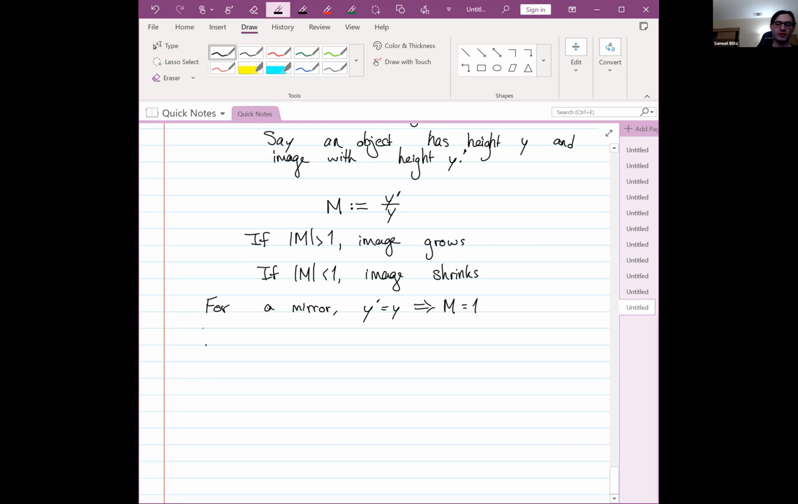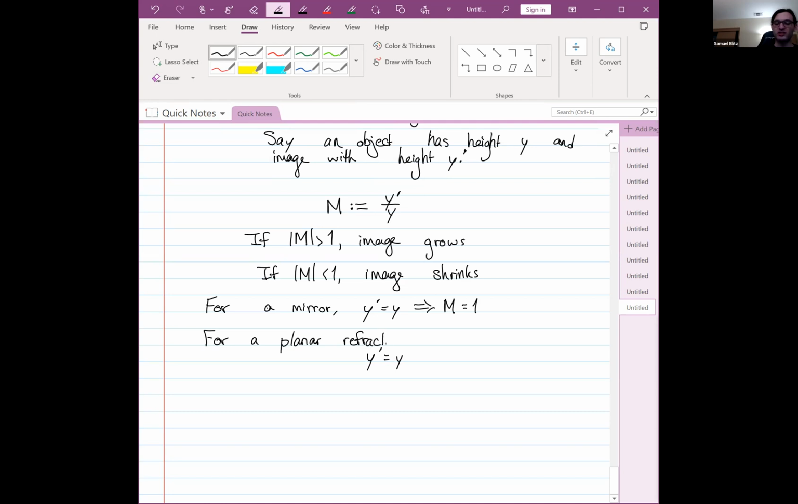But what about for a refractor? A refractor, by the way, would be like the surface of a swimming pool. If you throw a penny into a swimming pool, does the penny look bigger or does it look smaller? Well, we have to be a little bit careful here. For a refractor, it turns out that y prime is also equal to y. This is for a planar refractor, rather. And this takes some work.